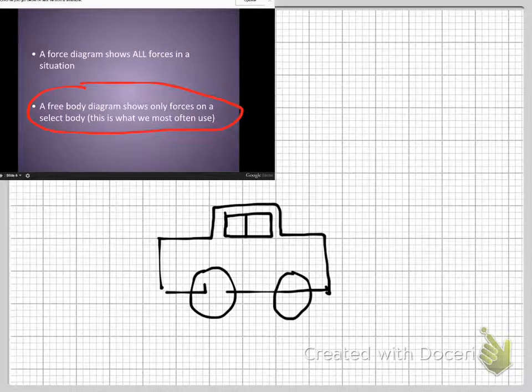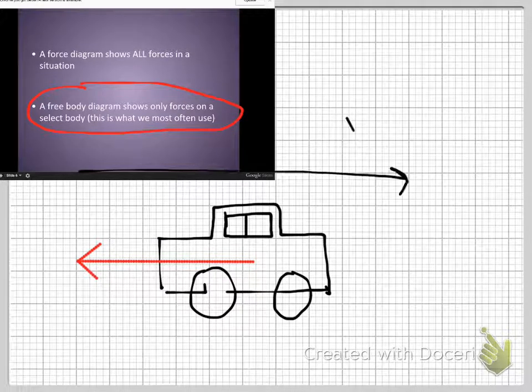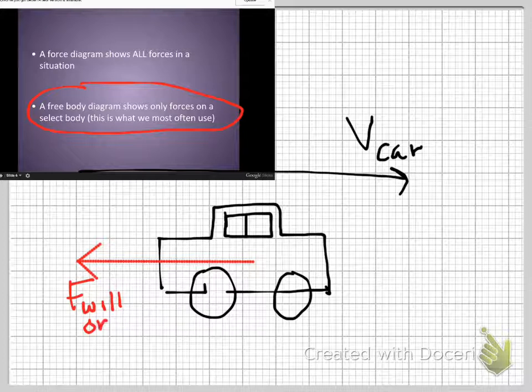We only draw, so same situation, car running into a wall. We would put the force that the wall is exerting on the car, still coming from the center of the car. And I'm going to draw in the velocity of the car. So there was a velocity of the car that way. We would still label everything. So this is force of the wall on the car.